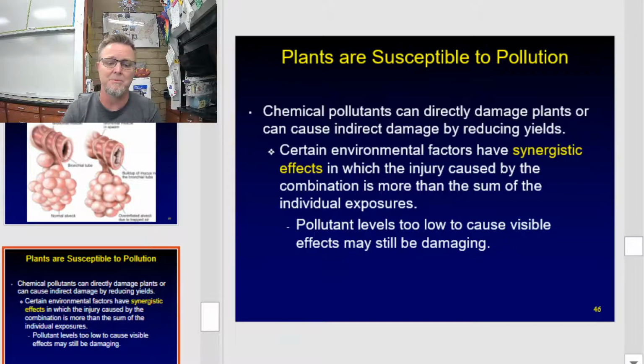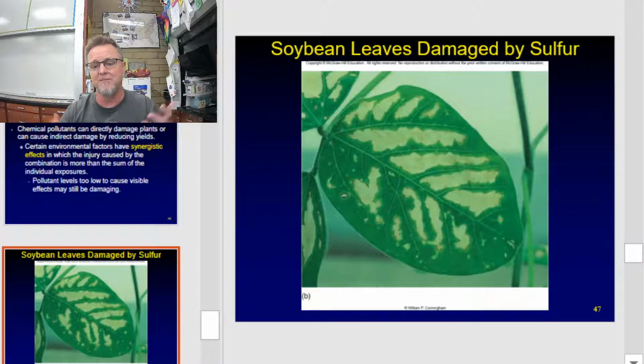Plants are even susceptible to pollution, not just people or animals. Chemical pollutants can directly damage plants or cause indirect damage by reducing yields. Certain environmental factors can even have synergistic effects, which means that the chemicals in the air can multiply their impact by being present together. Pollution levels too low to cause visible effects can actually still be damaging to plants. This will give you a case in point. This is a soybean plant that's damaged by sulfur. You can see, with the discoloration there, you're going to get a decrease in photosynthesis, a decrease in production for this plant.